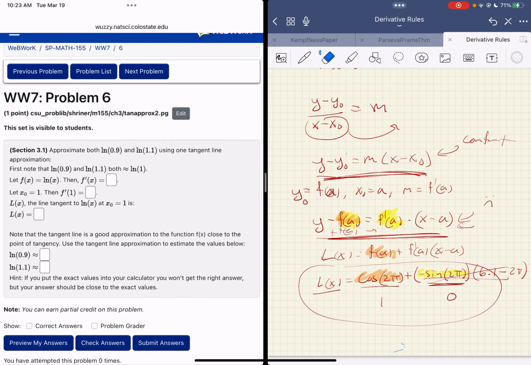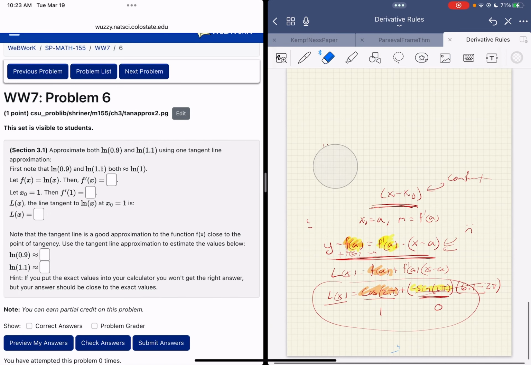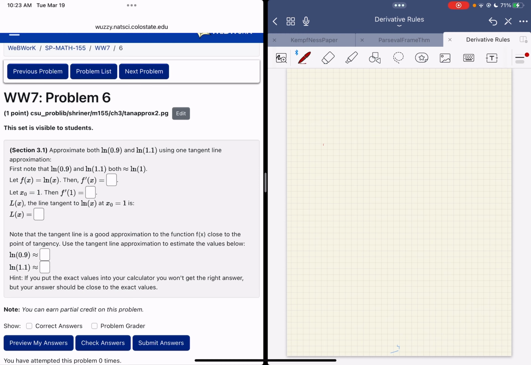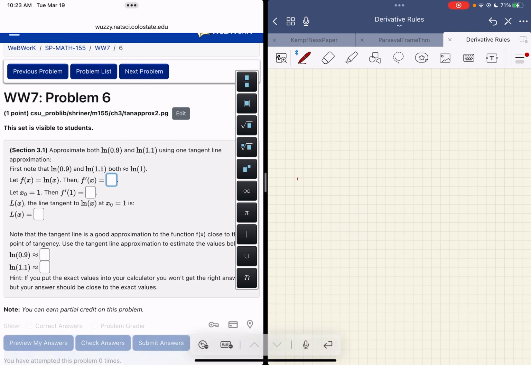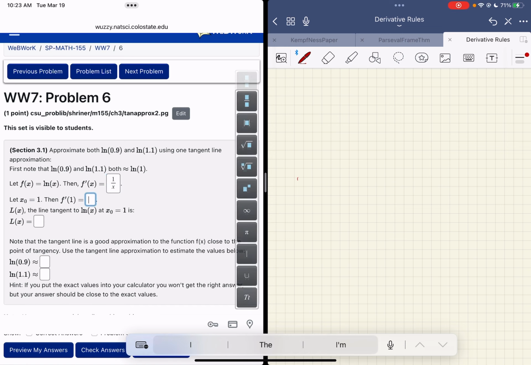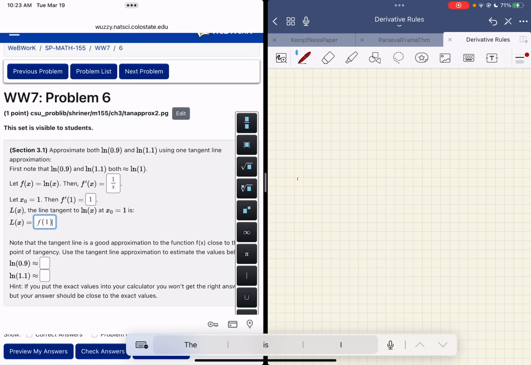Do it again for natural log. Okay, so what's the derivative of natural log? It's 1 over x. And what happens when you plug in 1? Well, you have 1 over 1, so that's 1. Okay. What's the formula for the linear approximation? This should be f of 1. Okay, so wait a second. F of 1, that's my natural log.